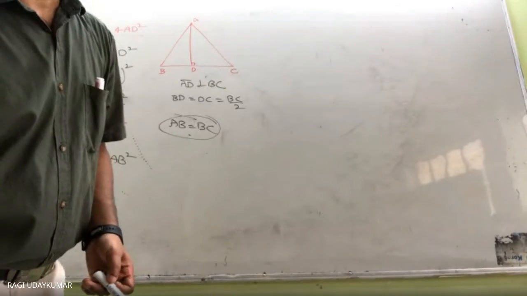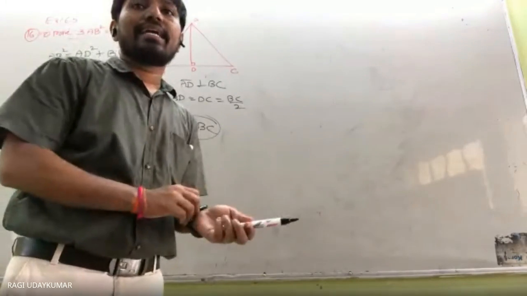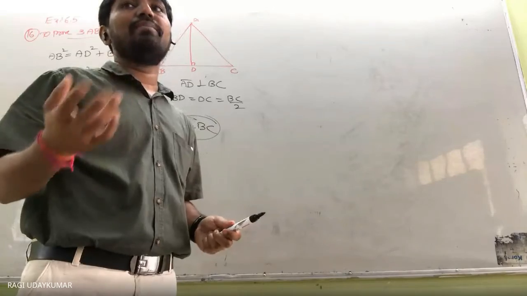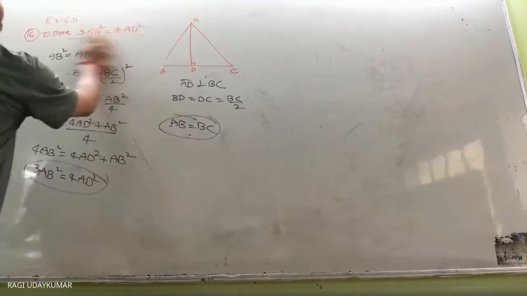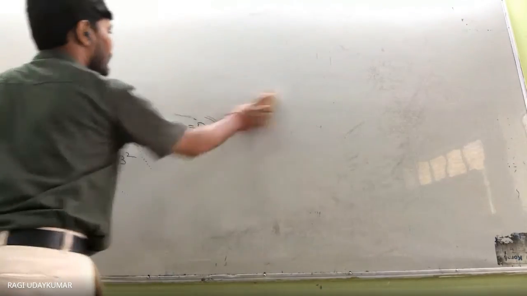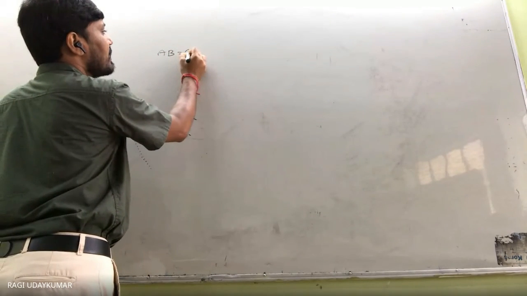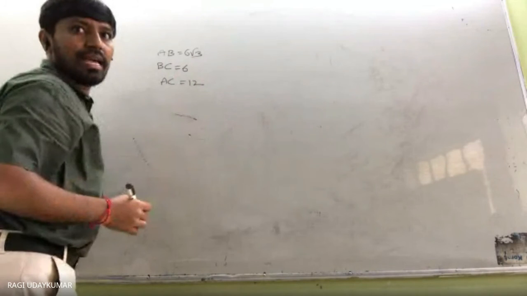Just an objective type of question, 17th question, whatever it is given. Take the correct answer. In a right angle triangle ABC, AB equals 6 root 3, AC equals 12, BC equals 6 centimeter. The angle B is asked. See here, 17th question. What is given here? AB is equal to 6 root 3, BC is equal to 6, AC is equal to 12. Angle B is asked. If angle B is 90 degrees, what do we get?